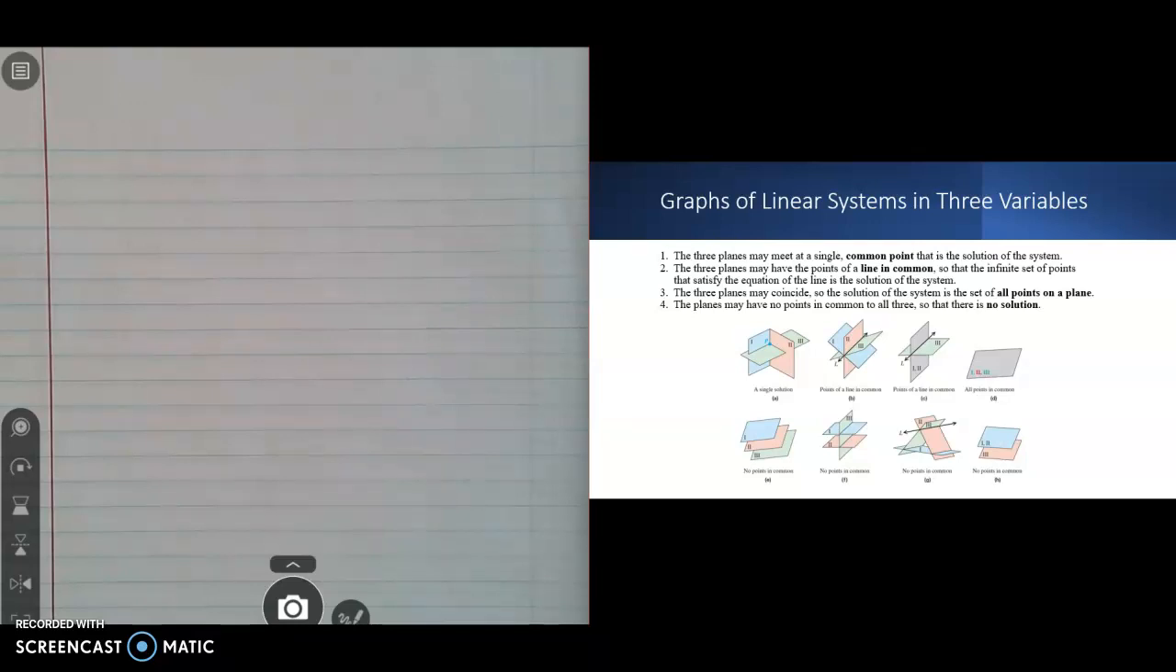So those are all of the different options. You could get a single point, you could get a line in common, you can get a plane in common, or you can get no solution, and that's visually what they look like.